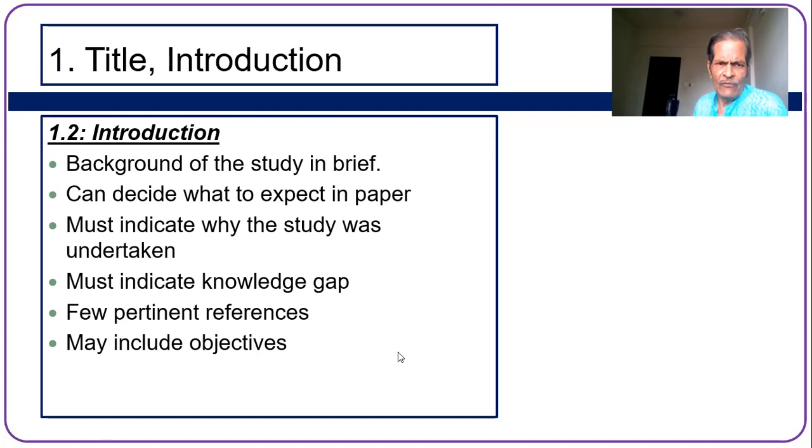Therefore, it must indicate why the study was undertaken. It must indicate briefly the knowledge gaps regarding the subject matter of your study. If it is a clinical trial, you must not fail to tell what is the current status of the drug treatment of that disease with the existing line of treatment, and what the problems are. Maybe the drugs are more toxic, maybe the duration of the treatment is long, something like this.